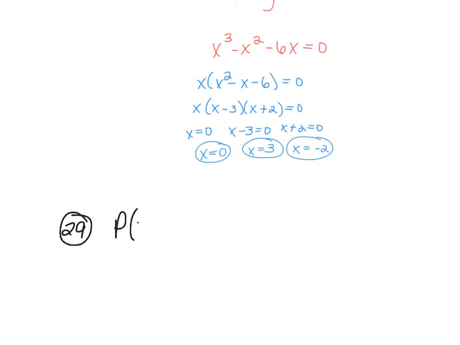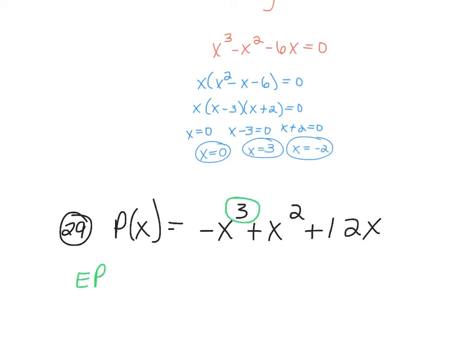P of x, h of x, whatever, doesn't matter, equals negative x cubed plus x squared plus 12x. All right. First thing we're going to do is the end behavior. So I'm going to circle that leading coefficient. The leading degree. What is that number?